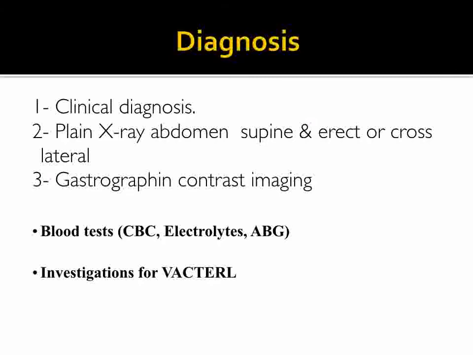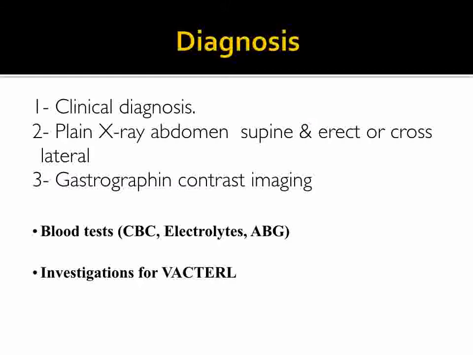Sometimes the plain X-ray cannot define the cause of obstruction, and we may need to do contrast imaging, meaning that we will give a contrast either from above, in a gastrografin meal and follow through, or from below, in a gastrografin enema. Okay, in addition to laboratory investigations like CBC, electrolytes, and arterial blood gases, ABG, we have to investigate for VACTERL. What is the VACTERL?